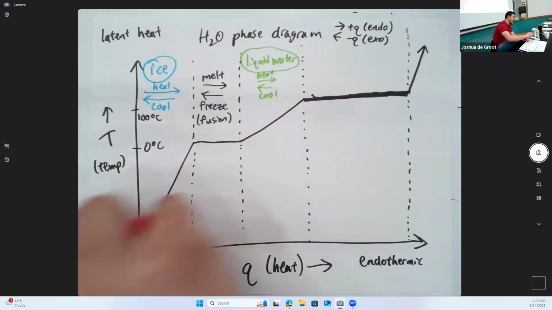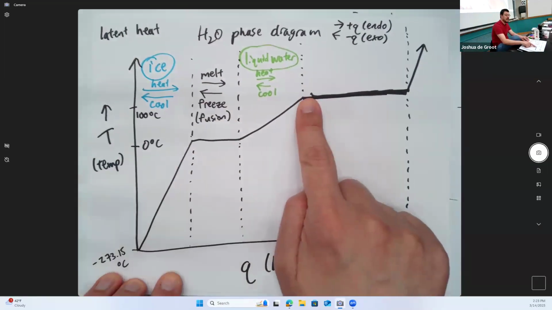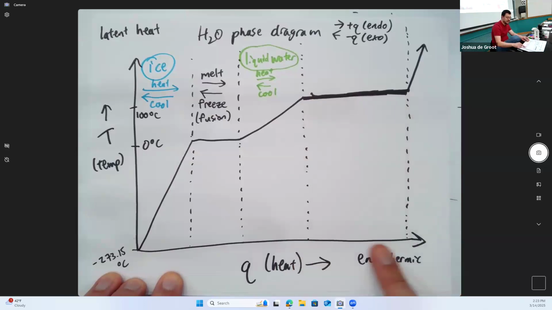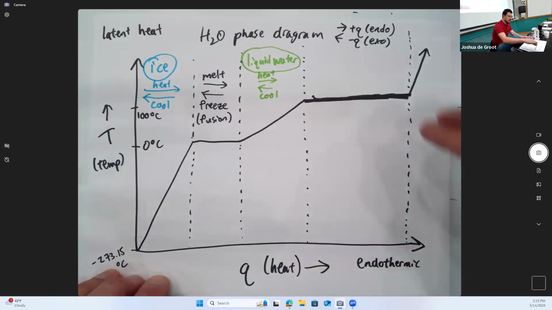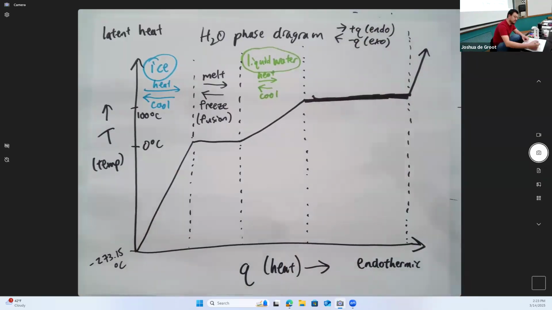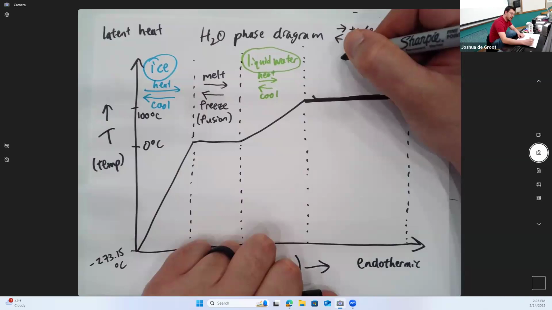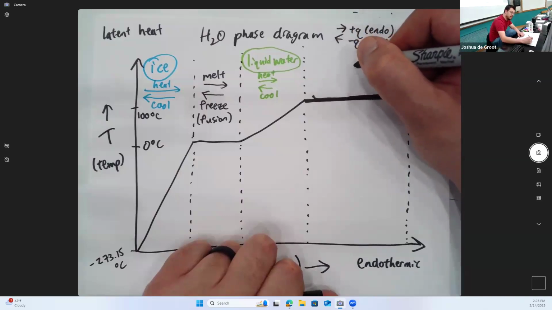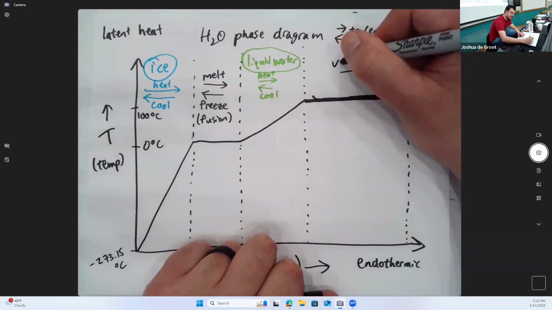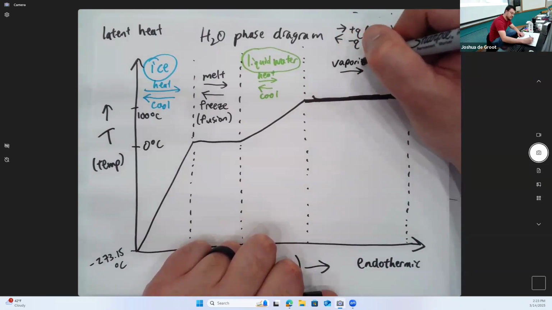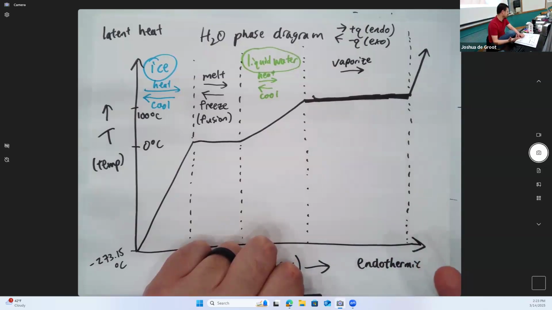All right. How hot? You need a lot of energy. Notice how much heat we have here. It's the widest of all of our domains. So let's label this one. If we're going to the right, we are vaporizing, aka boiling.